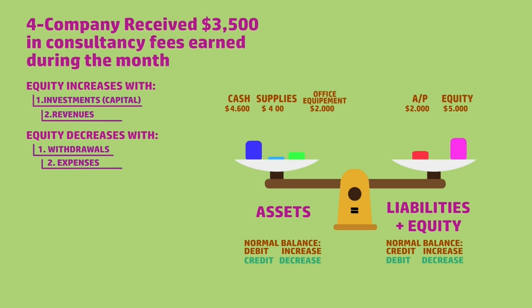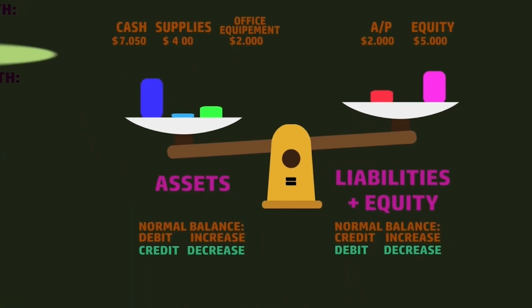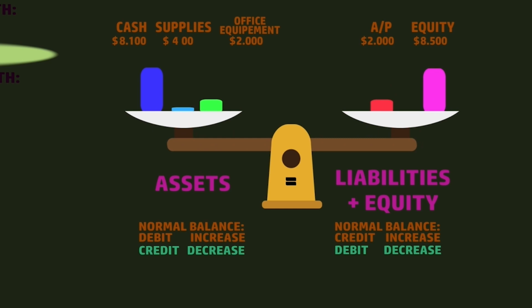Number 4. Company received $3,500 in consultancy fees earned during the month. We have to record a revenue item here. So there's an increase in the cash account by $3,500 and an increase in revenues under equity by the same amount. Again, recall that revenues increase equity.